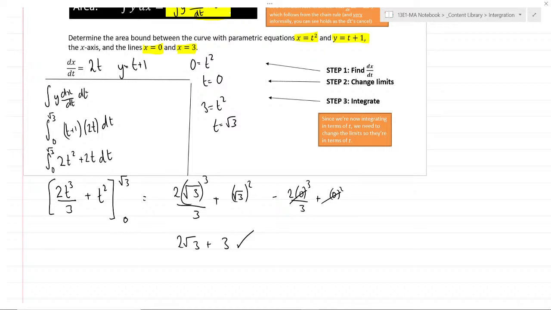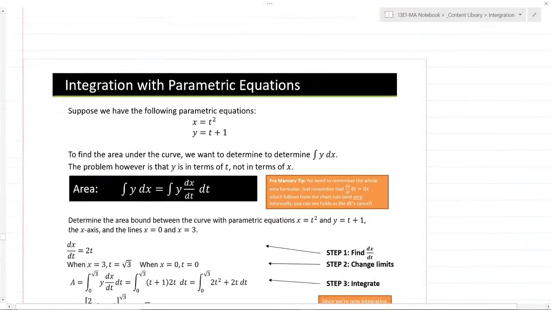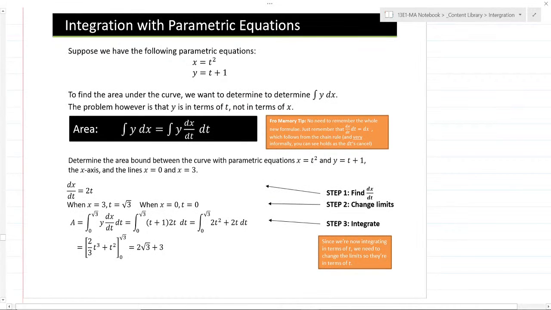The 3 on the top and bottom will cancel, so it just leaves you with 2 root 3 plus the 3. Yeah? Let's check that. 2 root 3 plus 3. Brilliant. Everybody alright with that? Super.